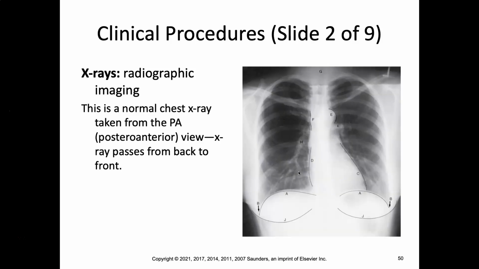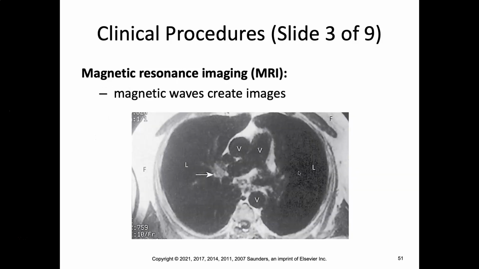So we already know about x-rays, that they're imaging, radiographic imaging, and this is a normal one. It lets you see what they're looking at. This is an MRI, and this is like a cross-cut looking at it. If you look down here, you can see the spine. Okay, that kind of orients you as to what's going on.